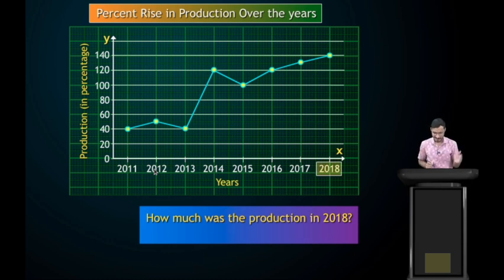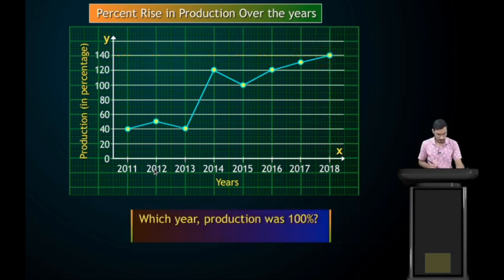Okay, so correct. Yes, the answer is, you can see in 2018 the production is 140. So 140%. Now, which year was production 100%? So now you can see the y-axis, 100% is here, and here is the intersection of the x-axis and y-axis. So 2015. Okay, so the answer is 2015.